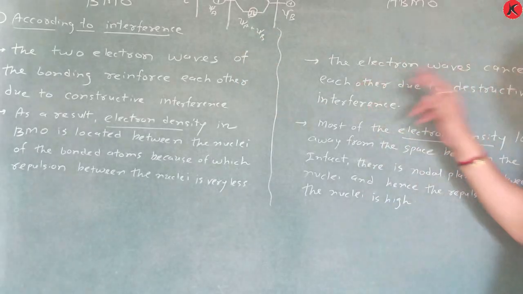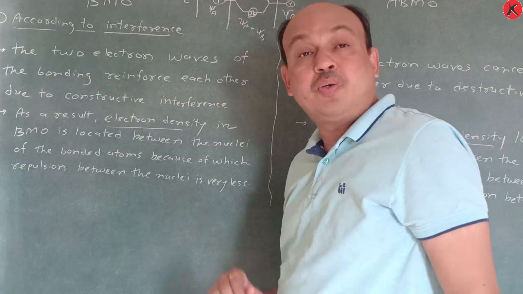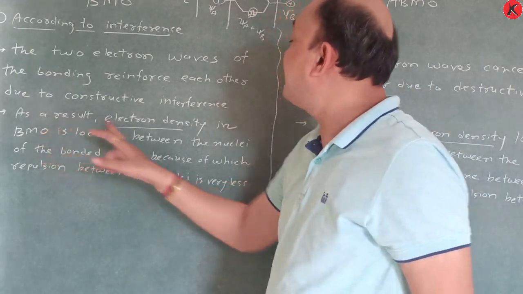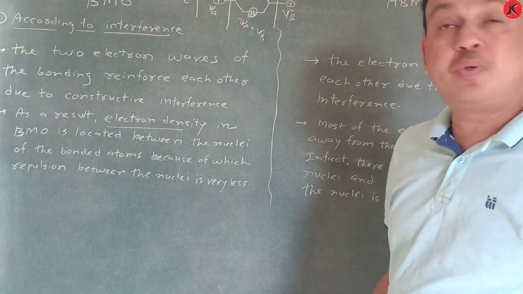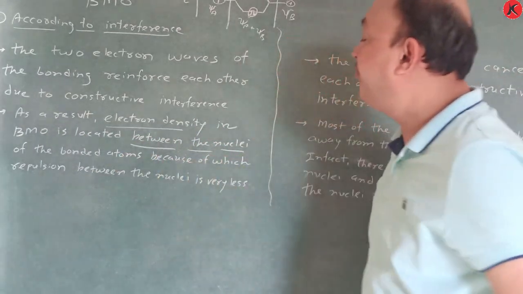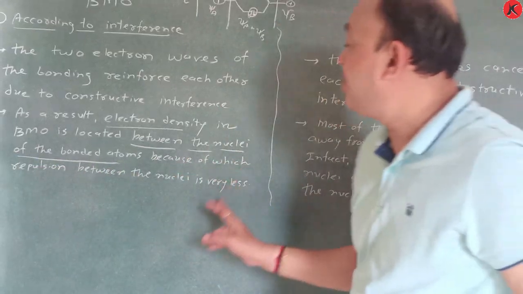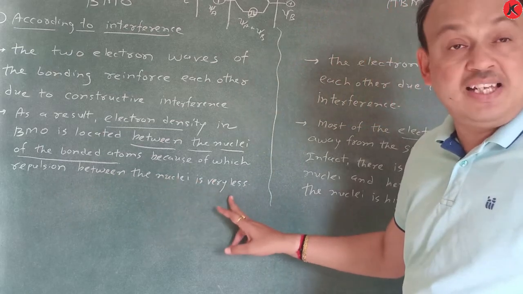So the electron waves cancel each other due to destructive interference. Second thing, according to electron density: as a result, electron density in a BMO is located between the nuclei of the bonded atoms, because of which repulsion between the nuclei is very less.